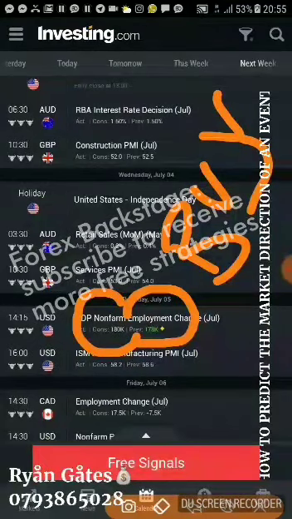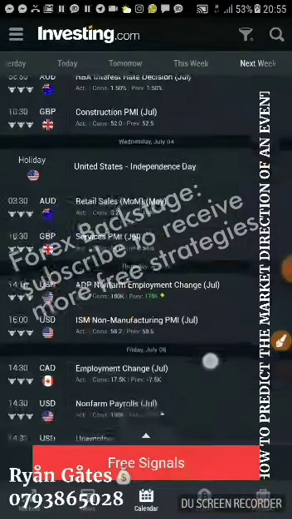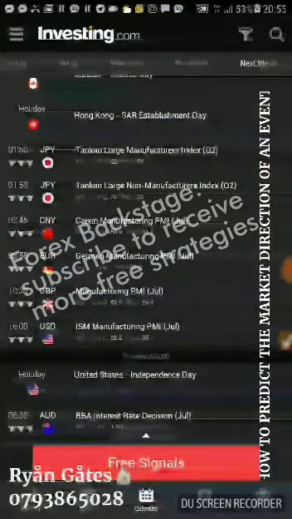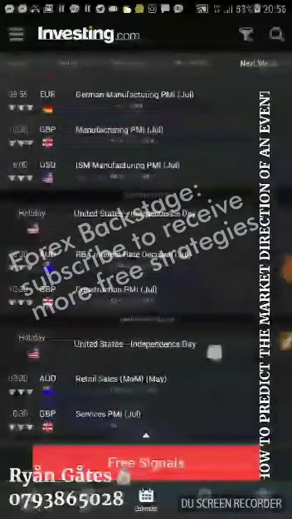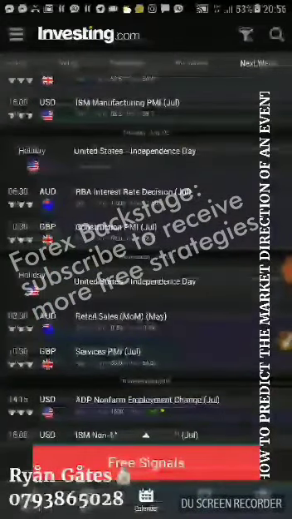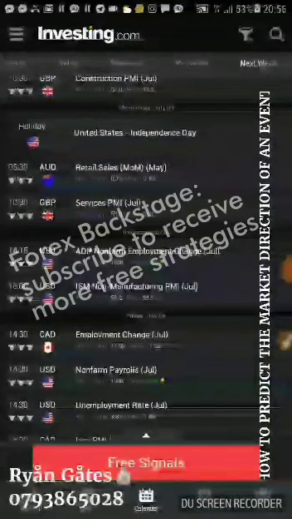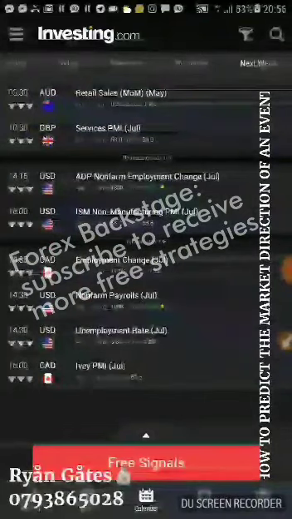Simple. Since we only trade events which are really big, events which we are very sure about their big movements, first one is manufacturing PMI. Manufacturing PMI, it's a sell. Construction PMI, previous is bigger than cons, it's a sell too. Services PMI, previous is bigger than cons, it's a sell again. Though I don't trade this one, it's a nice example for a buy.